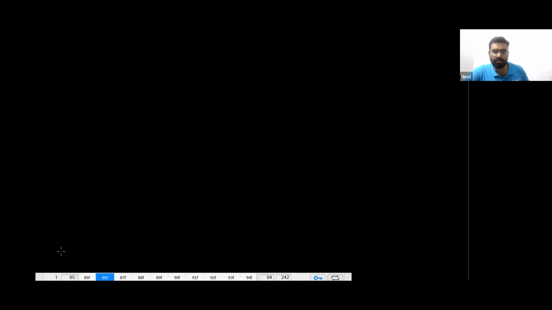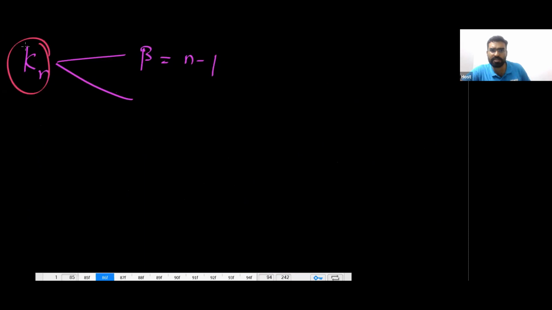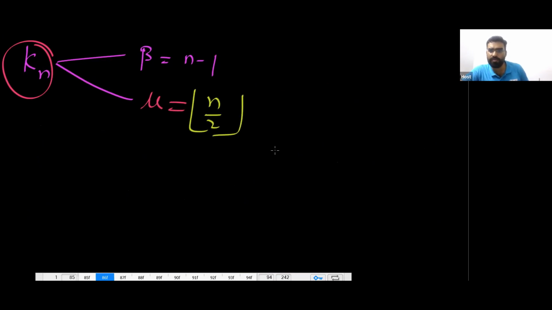Remember, complete graph will not work because for a complete graph, what is the vertex cover? The vertex cover is n minus 1. We have already seen that in the last class. And what is mu? Mu is n by 2 floor. So like this you can say.